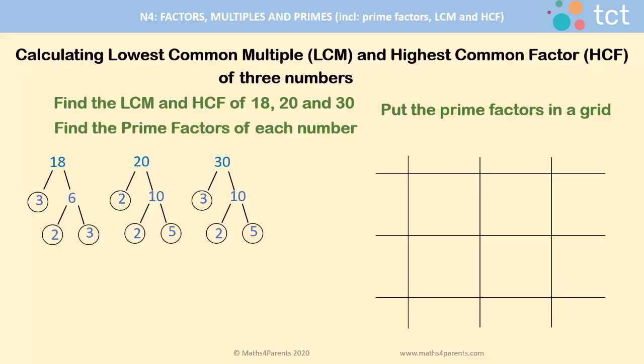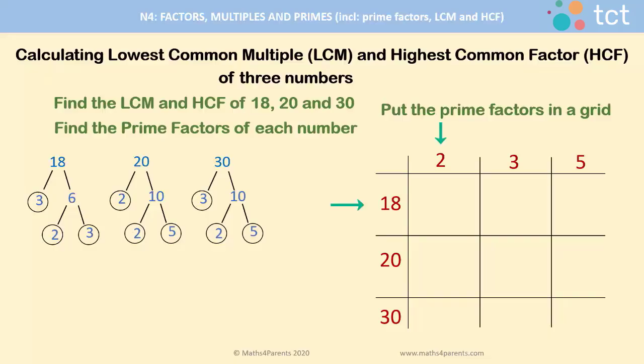If you're very confident with Venn diagrams, this is actually easier if you're not. 18, 20 and 30 down the side, and then we look at which prime factors we have. The smallest prime factor we have is 2, so we'll put that in there. The next one we have in order of size is 3, and finally we have 5. So we just make sure we represent each prime factor that's come up in the grid.